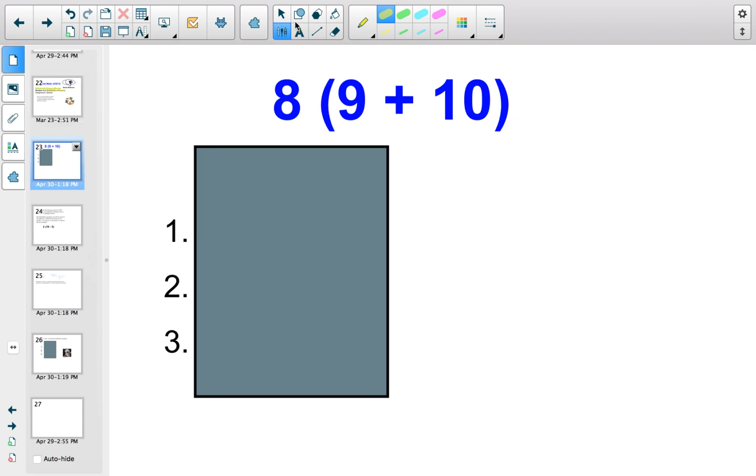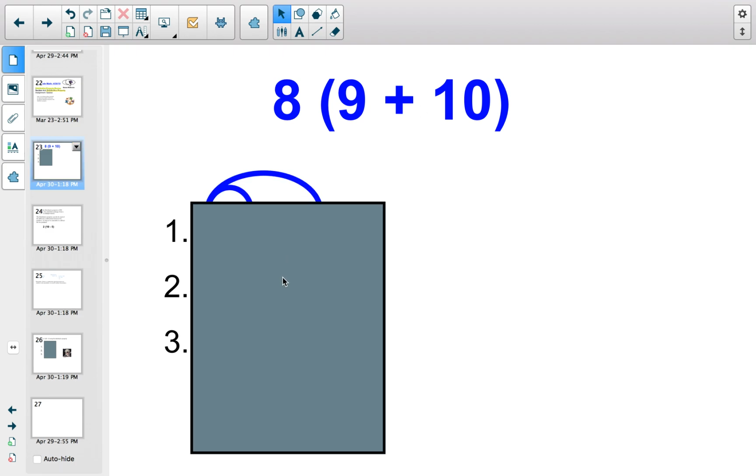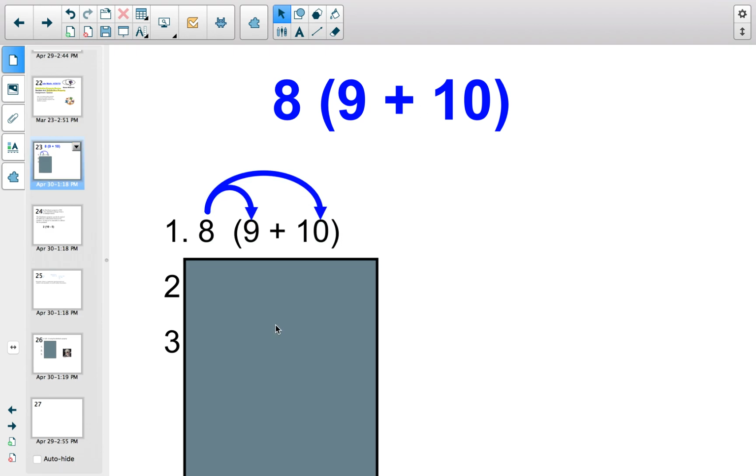When we talked about the distributive property, what we're talking about is we can have, for example, this 8, multiply the 9 and the 10, and then we can add those products together. So you'd have 8 times 9 plus 8 times 10. And that's exactly what we do right here. I encourage you guys to use arrows like this to show what's going on so you can keep track by yourself.